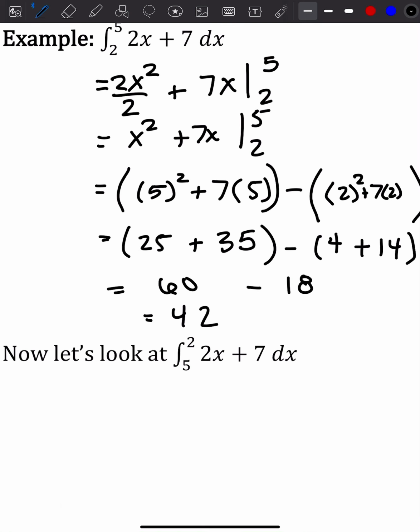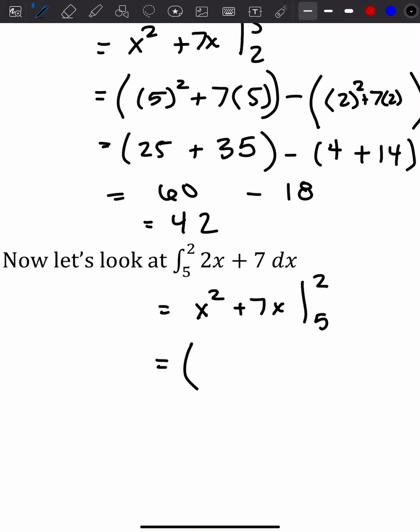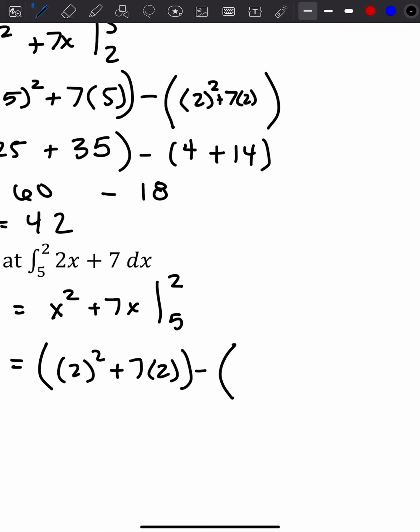So we're going to look at this problem. The only difference between these two problems is the interval is flipped. So instead of 2 to 5, we have 5 to 2. We're still going to follow the same process. So first thing we do, antiderivative. We know that it's x squared plus 7x. And we're evaluating it. That interval has to match, so 5 was on the bottom, 5 stays on the bottom. Now we're going to plug in the top value minus the bottom value. So we have 2 squared plus 7 times 2 minus 5 squared plus 7 times 5.